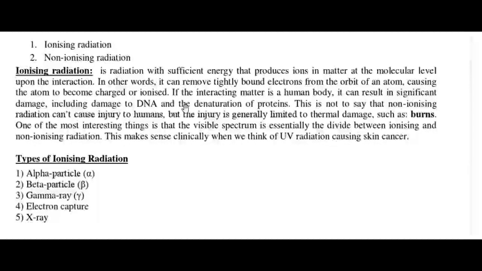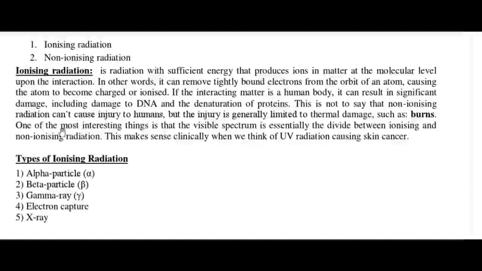Ionizing radiation is the radiation with sufficient energy that produces ions in matter at the molecular level upon interaction. In other words, it can remove tightly bound electrons from the orbit of an atom, causing the atom to become charged or ionized. If the interacting matter is a human body, it can result in significant damage, including damage to DNA and the denaturation of proteins.